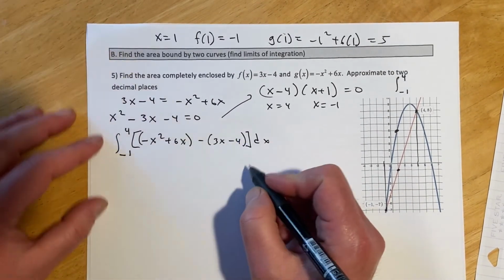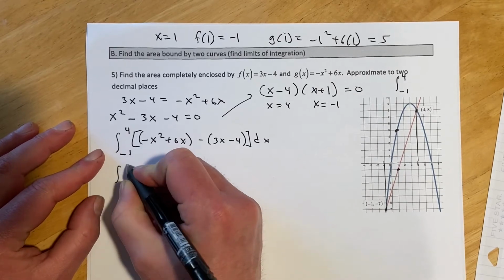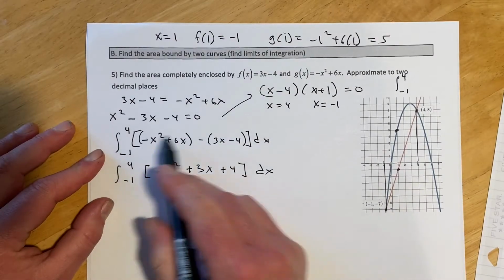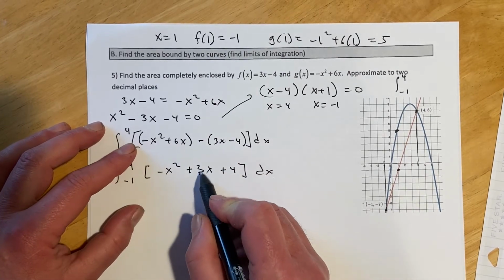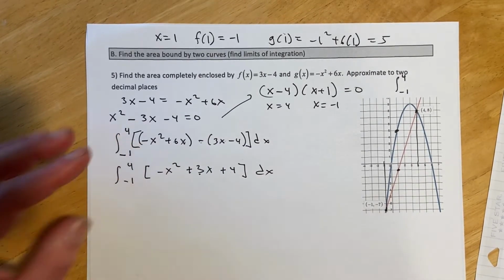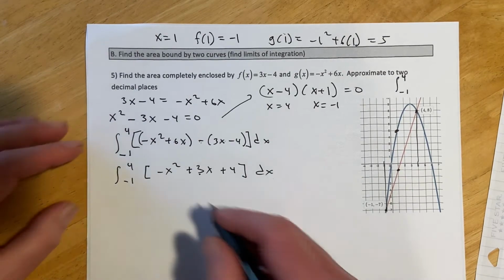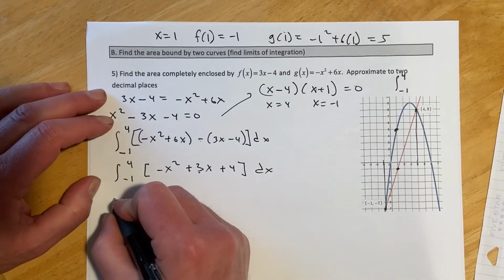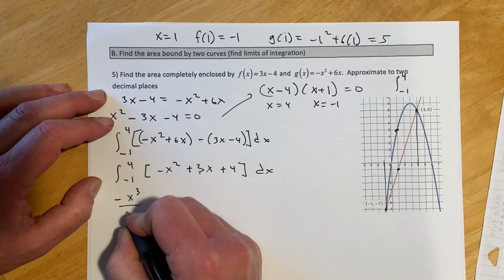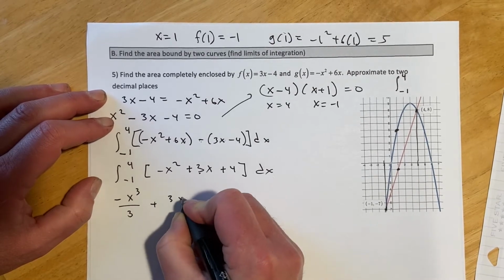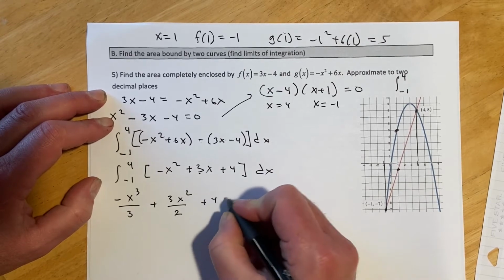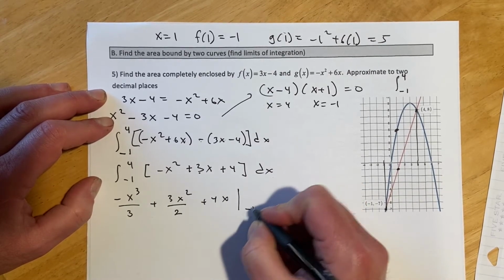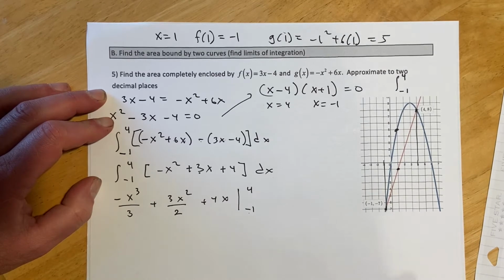If I clean that up a little bit, let me rewrite that. So all I did was clear my parentheses. I went 6x minus 3x, so that gave me that 3x, and then minus that negative 4 gave me the 4 there. And then I'll integrate, so we get negative x cubed over 3 plus 3x squared over 2, and then plus 4x evaluated on negative 1 to 4.